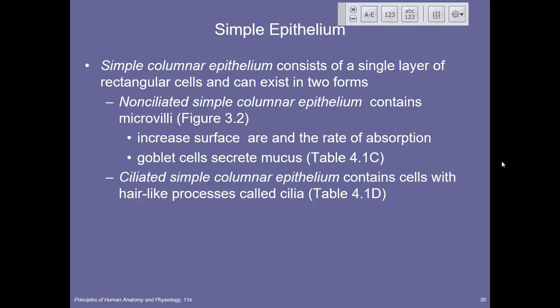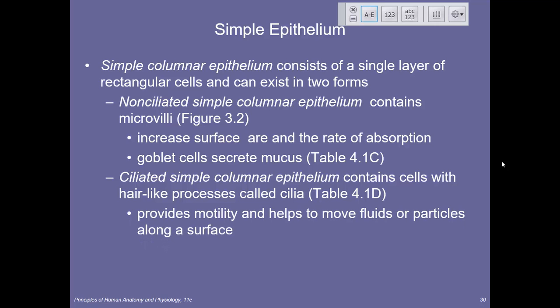Ciliated simple columnar contains hair-like processes called cilia. They don't just look like cilia, they are cilia. They provide motility and help move fluids and particles along a surface. Oftentimes you'll see a goblet cell flanked, meaning on both sides you'll have a ciliated simple columnar, a goblet cell which is non-ciliated simple columnar, and then another ciliated simple columnar. That's because the goblet cell makes the mucus. The mucus sticks to things, and when those things get stuck to the mucus, these hair-like projections can slowly but surely start to move particles out of that system, whatever that system may be.